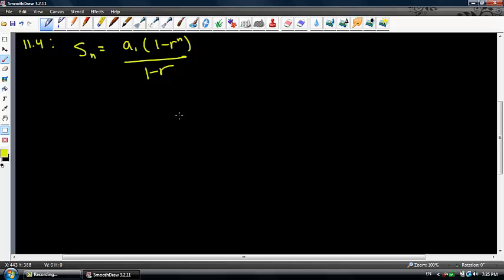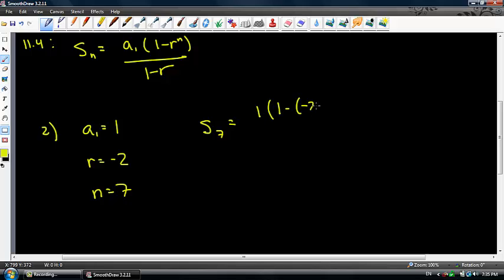So let's go ahead and do number 2. That's an easy one. So a sub 1 equals 1, r equals -2, and n equals 7. You plug and you chug. S sub 7 is equal to a sub 1, which is 1, times 1 minus -2 to the n, which is 7, all over 1 minus -2.